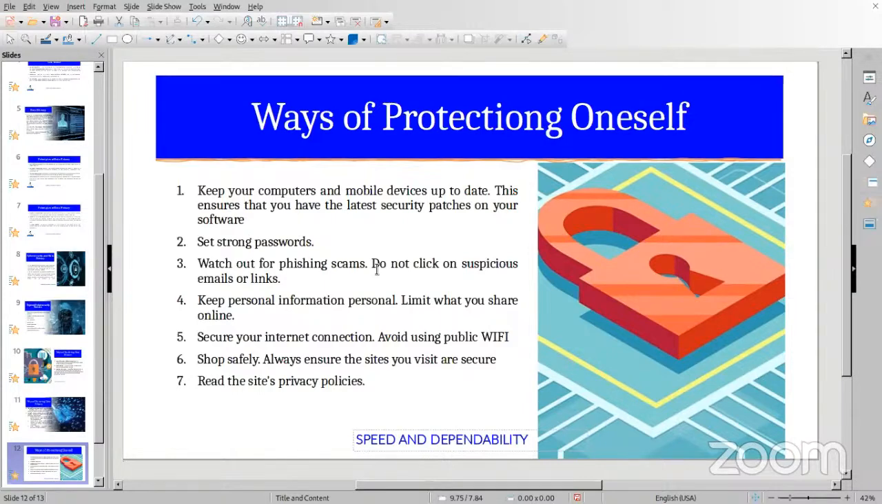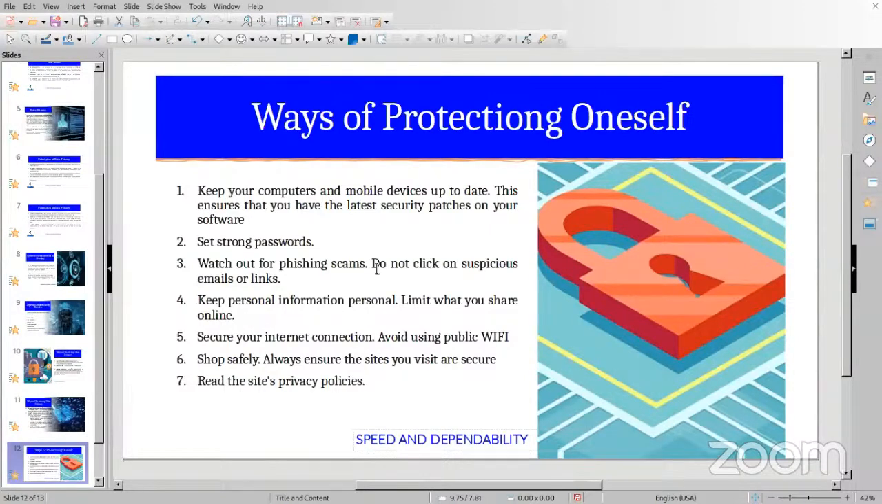Shop safely. Always ensure the sites you visit are secure. You are shopping on Jumia. Have you verified that this is the actual Jumia, or is it someone who sent you a link to check out this item, and you just click on it without verifying, and now you find yourself being tracked all over the internet by this threat actor?